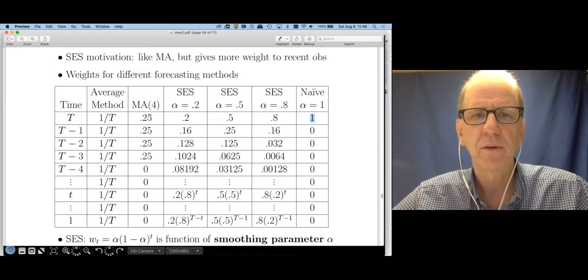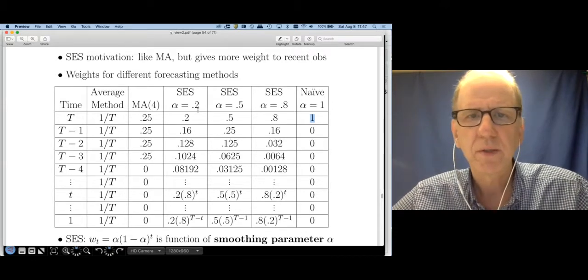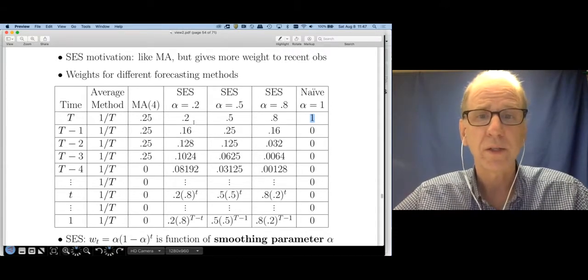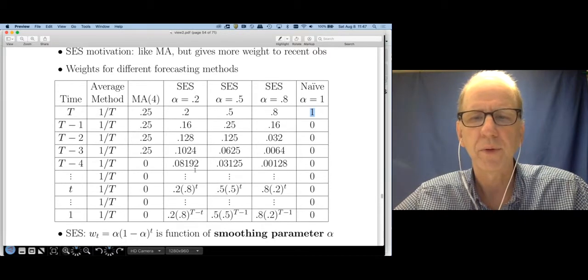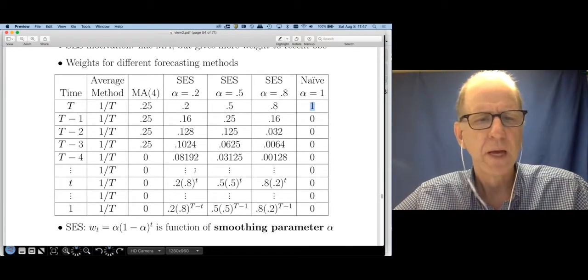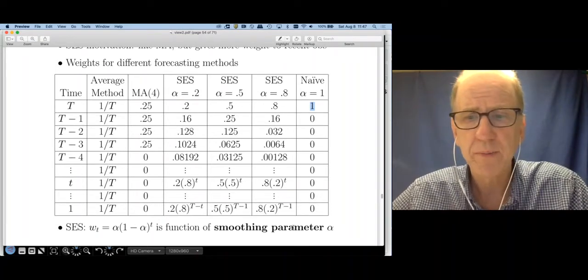Instead of all or nothing, where we give all the weight to a couple of recent observations and then nothing beyond that, simple exponential smoothing is going to let these weights decay gracefully and approach 0 the further back we go. All right, so this alpha is called a smoothing parameter.